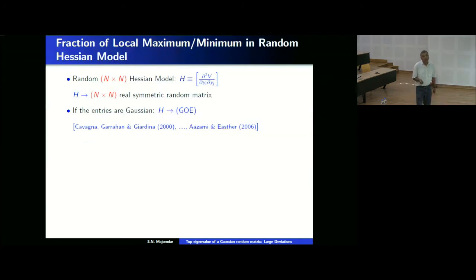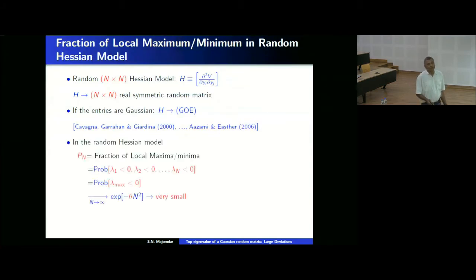So you ask, given this random Hessian model, what is the fraction of local minima? What is the fraction of local maxima? And what is the fraction of saddle points? To compute that, let's say P_n is the fraction of local maxima. That means, given this random matrix, what is the probability that all the eigenvalues of this Hessian matrix are negative, right? Which is exactly the same event as the probability that the largest eigenvalue is negative.